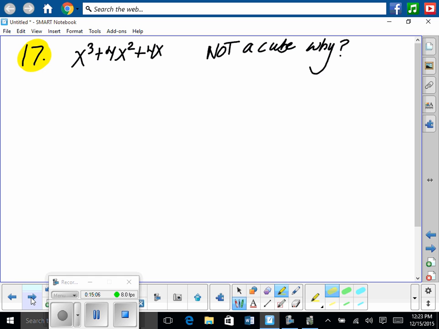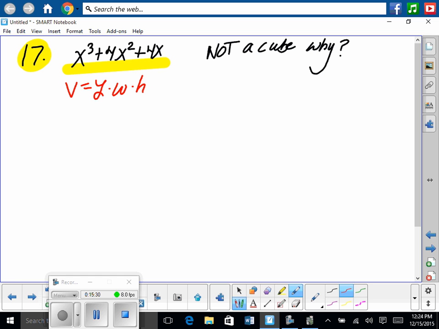Okay, on this one, on number 17, it says the volume of a box is equal to this. So this is our volume. Now we know volume is equal to length times width times height of a square or cube. So it says, number 17, the volume of a box is x cubed plus 4x squared plus 4x. Explain how you know it is not a cube.